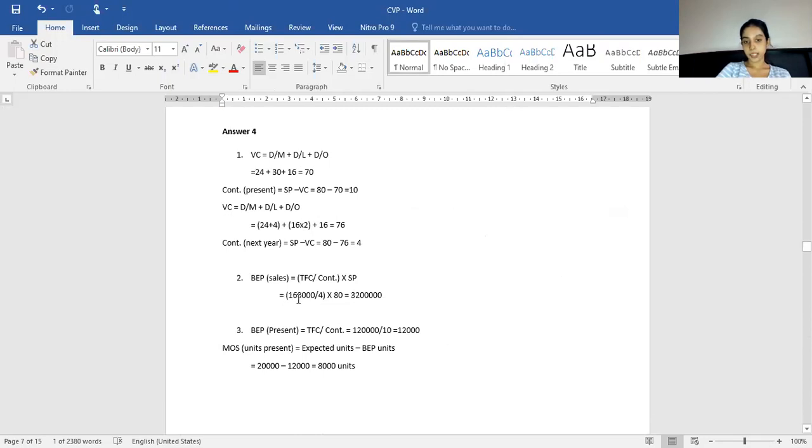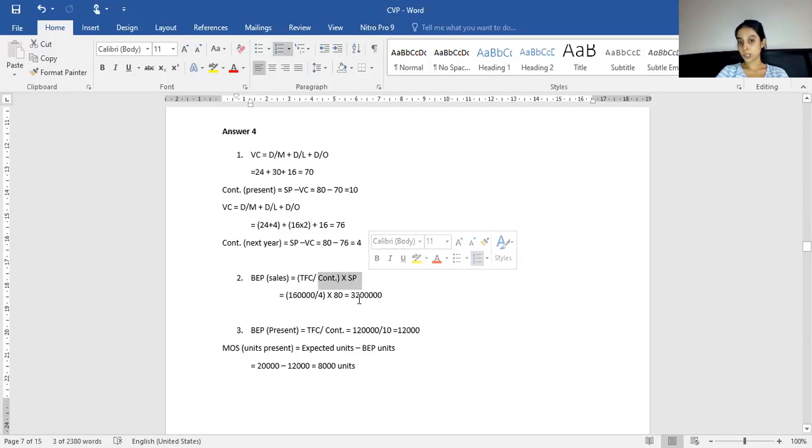That is 160,000. 120,000 in the present situation plus that 40,000 due to the sales campaign is 160,000, divided by the new contribution 4, into 80. We have to give the sales value now, into 80. Total fixed cost divided by contribution, into selling price. We're using the contribution to sales ratio here, which will give us the sales value as 3.2 million.